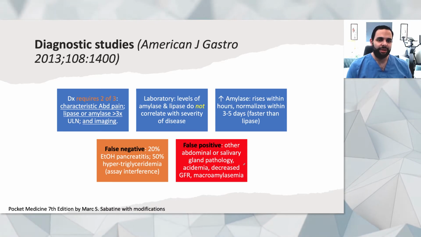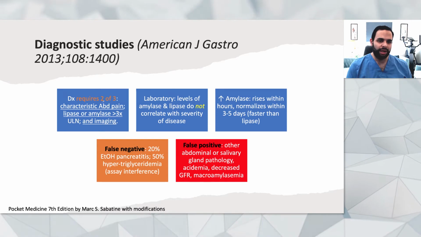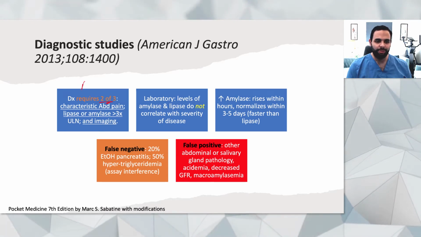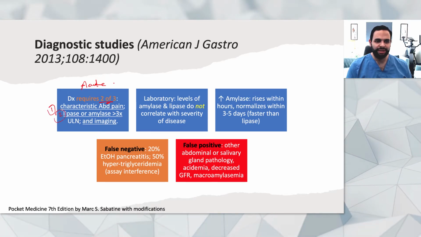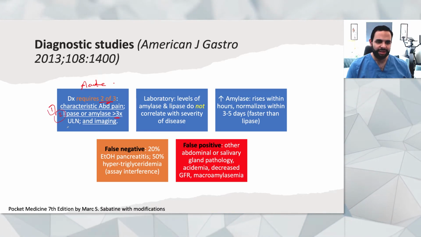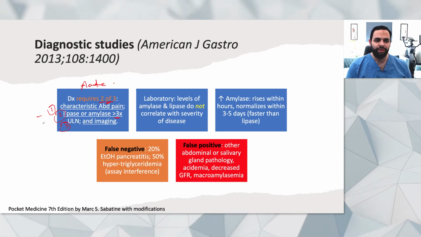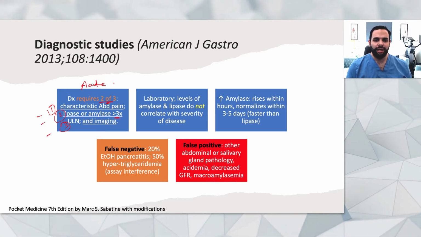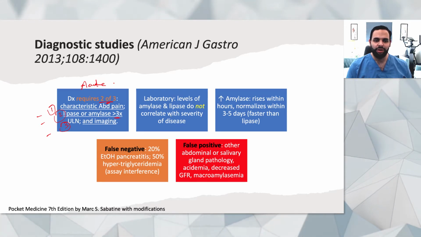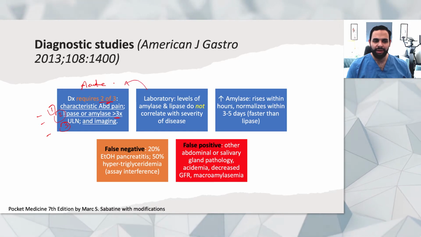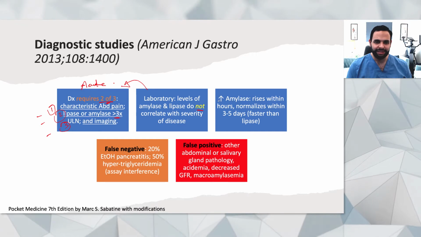Diagnostic studies, so the American Journal of Gastroenterology suggests that we require 2 of 3 to label acute pancreatitis. Abdominal pain, lipase or amylase above 3 times the upper reference limit, and 3 would be imaging. So any 2 of those is enough. For laboratory investigations, levels of amylase and lipase do not correlate with severity. They help you diagnose, but they do not correlate with severity. That's something that we used to think in the past.